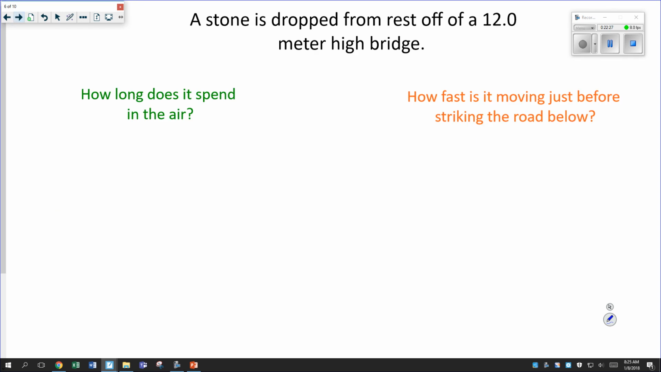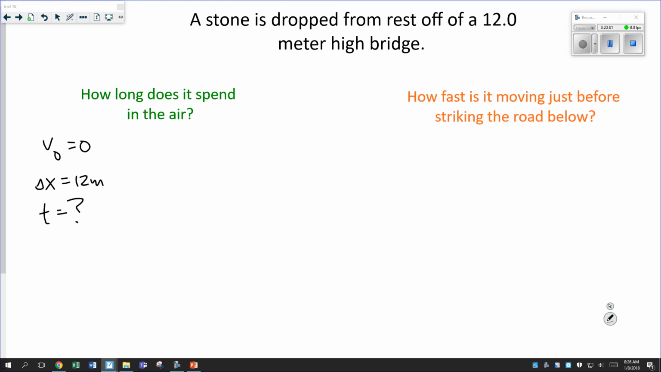Okay, now some actual quantitative examples. A stone is dropped from rest from a 12-meter high bridge. How long is it in the air? So here's where I start. I start with things we know. Dropped from rest, V naught is 0. 12-meter high bridge, that means this thing is going to move 12 meters. I want to know how long it's in the air.